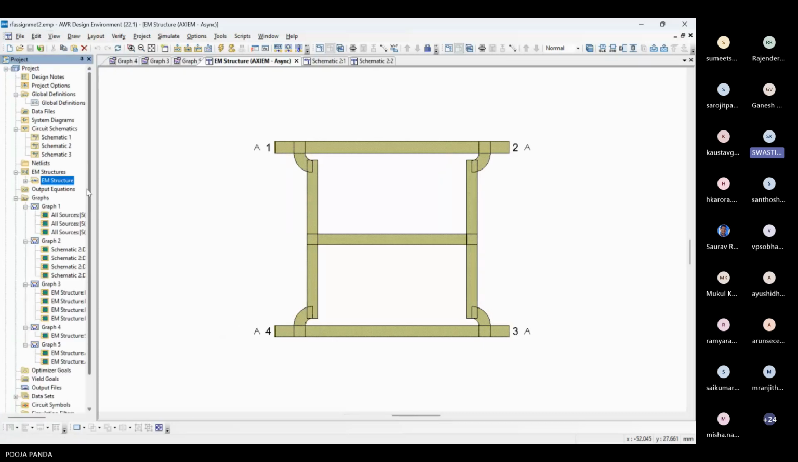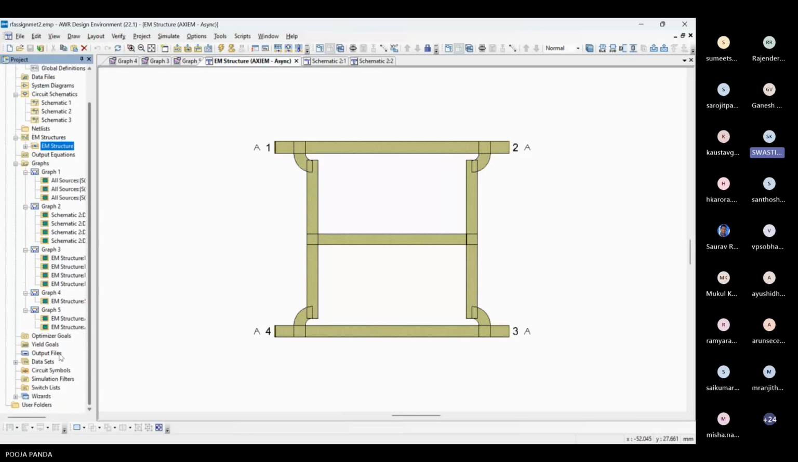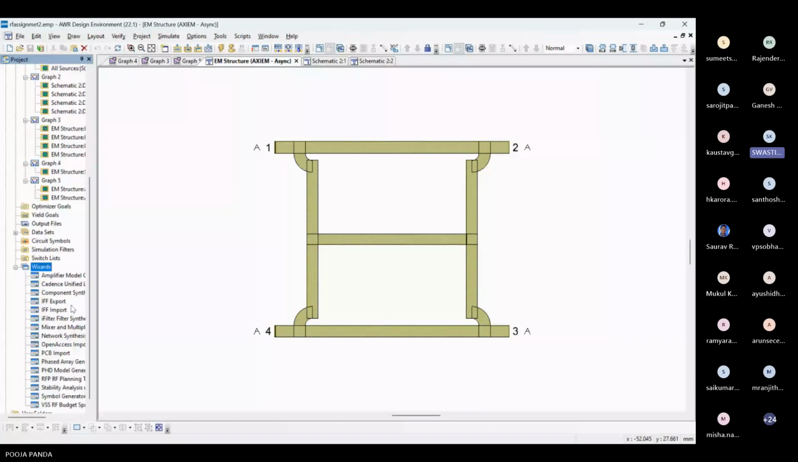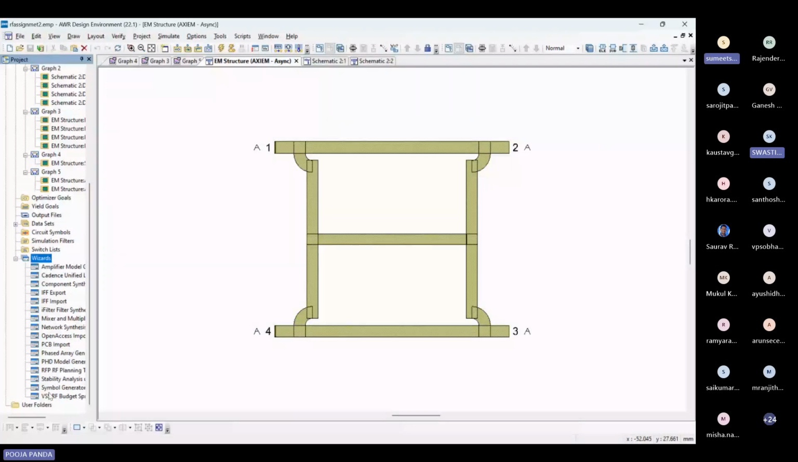Yeah, correct. So here, if you go down, there is an option called symbol generator. You can scroll down over there, in the widget section, widgets. There is a plus sign. Symbol generator you can find. Second last. Yeah. You can double click on that.